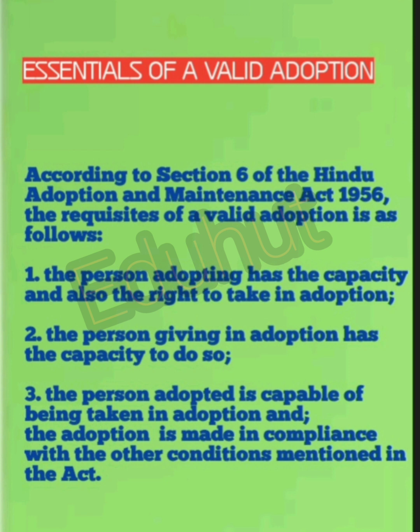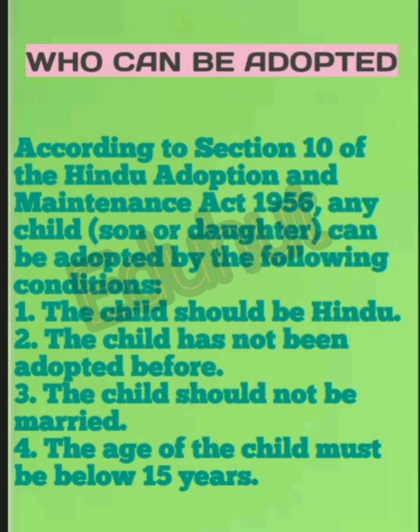Essentials of a valid adoption. According to Section 6 of the Hindu Adoption and Maintenance Act 1956, the requisites of a valid adoption are as follows. The person adopting has the capacity and also the right to take in adoption. The person giving in adoption has the capacity to do so. The person adopted is capable of being taken in adoption, and the adoption is made in compliance with other conditions mentioned in the Act.